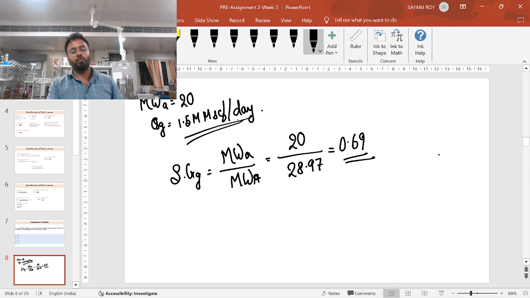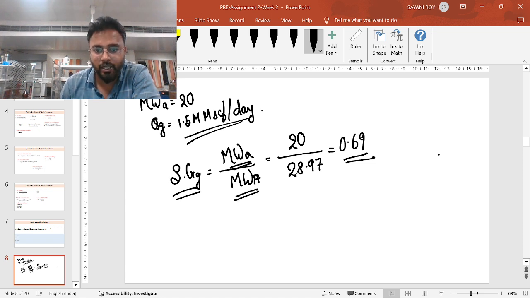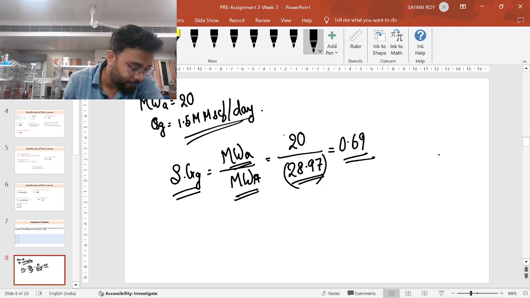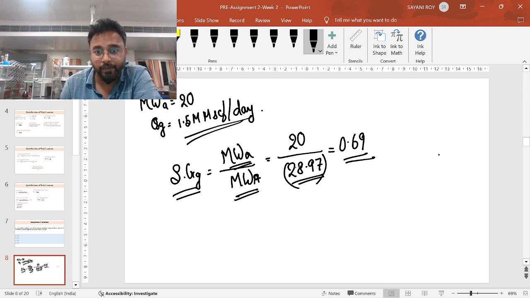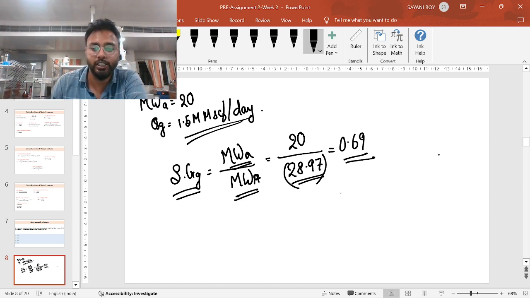You should remember the formulas and understand the question correctly, what the question is asking. So for the specific gravity of gas, the formula is apparent molecular weight by molecular weight of air, and we have to remember that the molecular weight of air is 28.97, and the apparent molecular weight of the gas is already given, which is 20. So 20 by 28.97 is 0.69. This was a very easy numerical. Write down the numerical, then we can proceed to the next question.